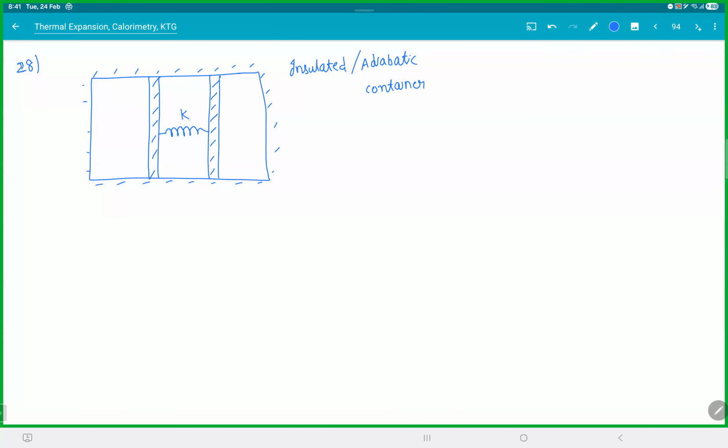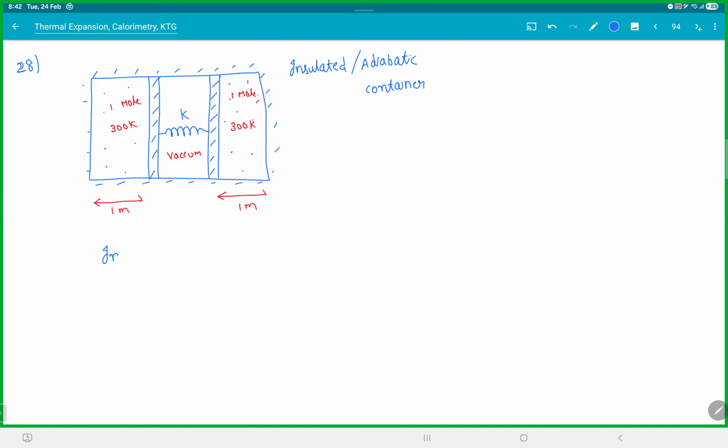So we have a spring between two pistons. The region in the middle is vacuum. This whole left-hand side compartment is filled with 1 mole of gas, at temperature 300 Kelvin. The right side is also filled with gas, at 300 Kelvin. This length is 1 meter. This length is 1 meter. What is the length of the middle compartment? We don't know.